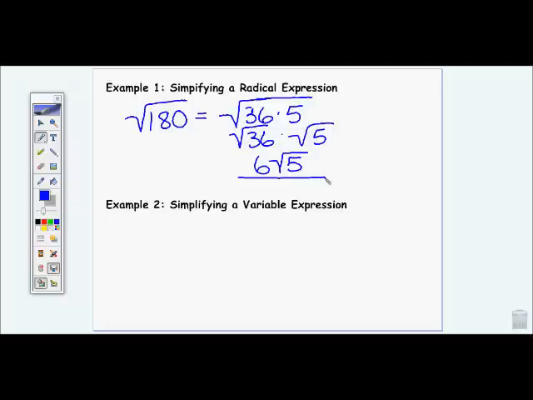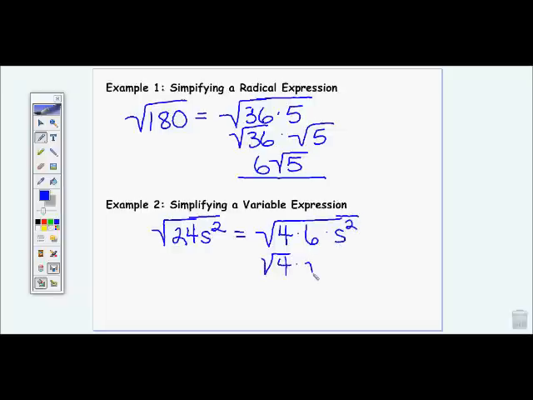All right. The next one we're going to try has a variable in it. We're going to start out with the square root of 24, and s squared is the rest of our term there. Again, I'm going to factor that out. I'm going to change it to 4, because I know 4 is a perfect square, and 4 goes into 24 6 times, so 4 times 6, and then I'm going to put in my variable, s squared. Now I'm going to look at those as separate terms: the square root of 4 times the square root of 6 times the square root of s squared.